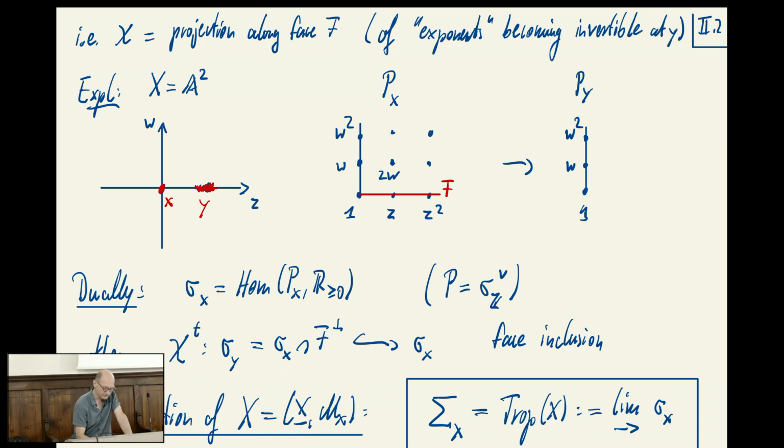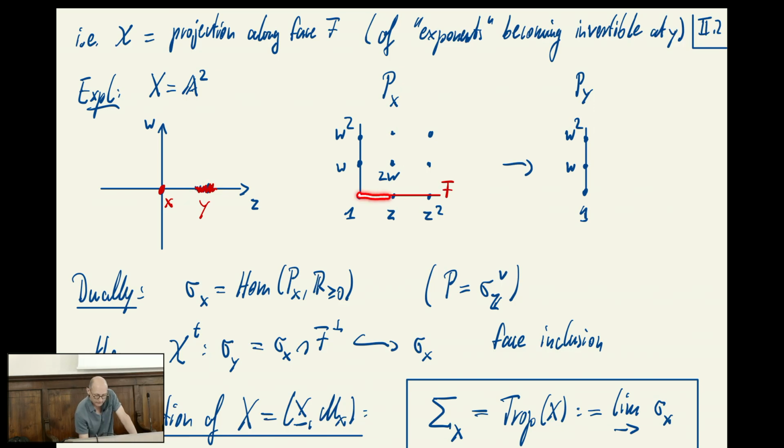So let's do this for A2, very concretely. Let's take x, the origin, and y, the generic point of this z-axis. Then P_x is just N squared. So if you go to y, what becomes invertible? All powers of z. So the face is this lower boundary, and you project along this face, you just become this ray, and indeed that's P_y. Okay, so this is not what we do in tropicalization. That's a dual side. So we have to dualize to get the tropicalization.